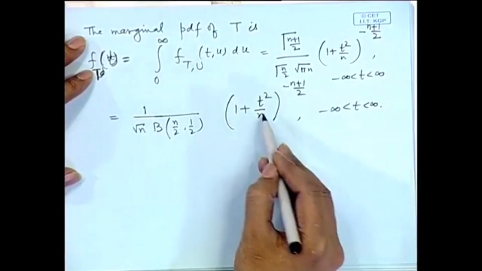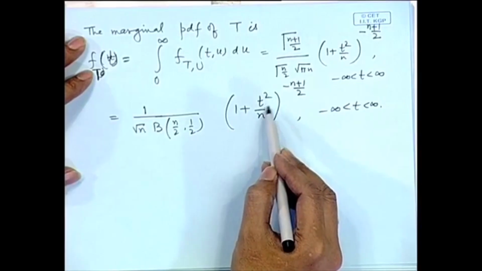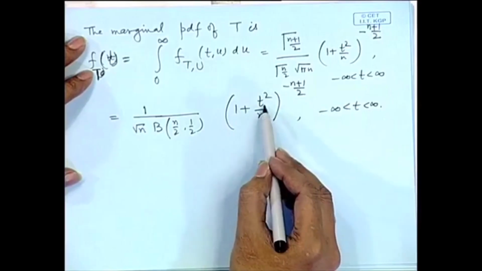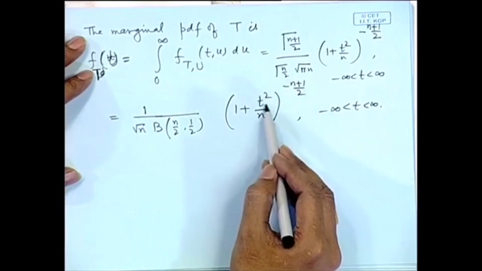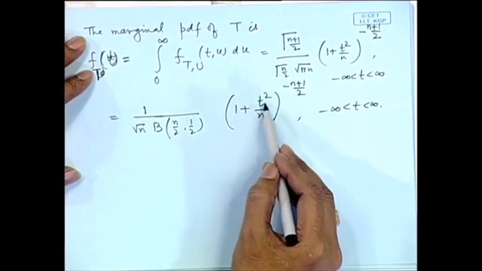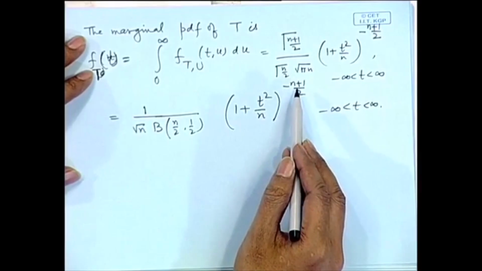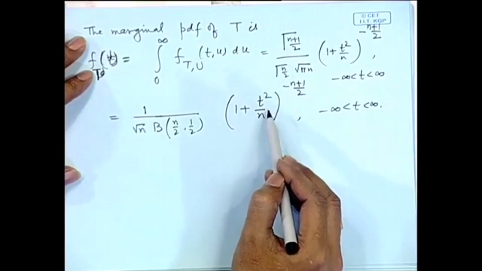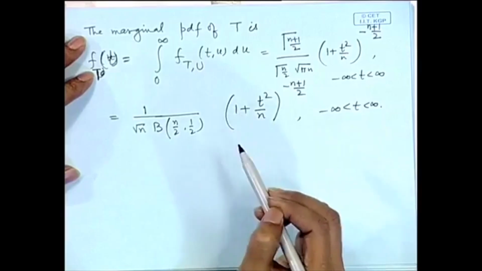Obviously, if you look at this, the density is a symmetric function in t around 0, because if you replace t by minus t you get the same function. Another thing you observe is that as t becomes large, this will go towards 0, because the 1 plus t square by n term is in the denominator. Also you observe that the higher the value of n, the faster the convergence to 0. So, basically that determines the shape of the t distribution.